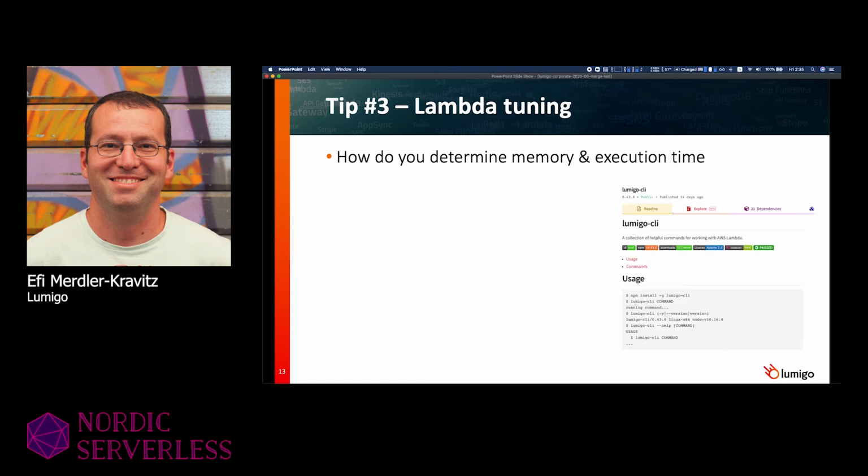So what do we do in order to determine the exact memory and execution time? So we use two tools. One of them is Lumigo CLI. It's an open source tool developed by Lumigo, and it has a specific option called PowerTune.